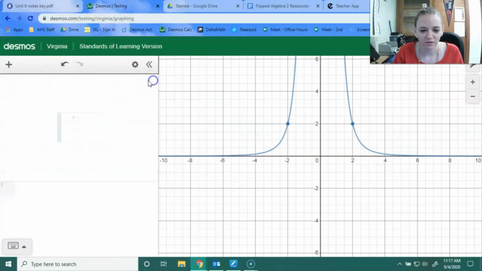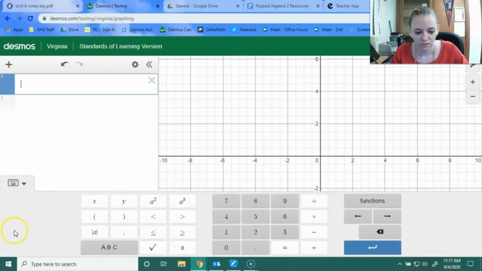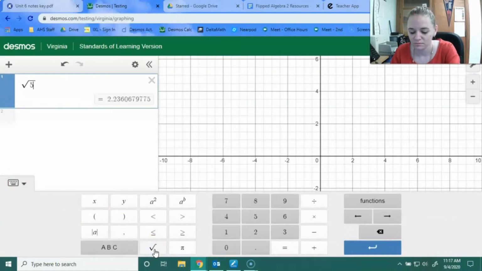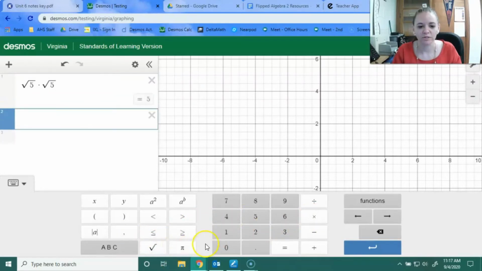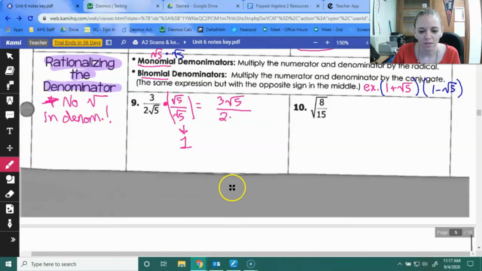Just to review that. Let me show you what I mean. Any radical times itself is always that number. Okay, just like this. Always. That's always the case. So that means the radical goes away, and we are just left with the 5.